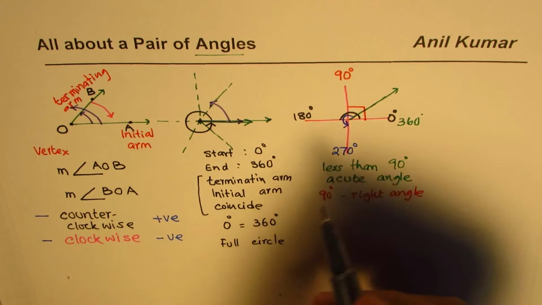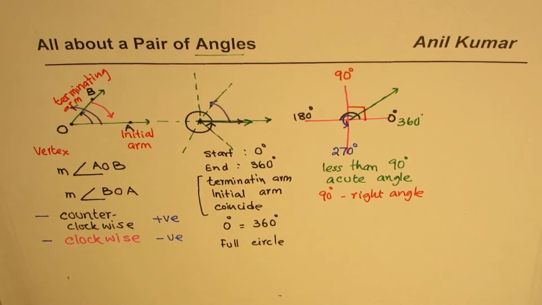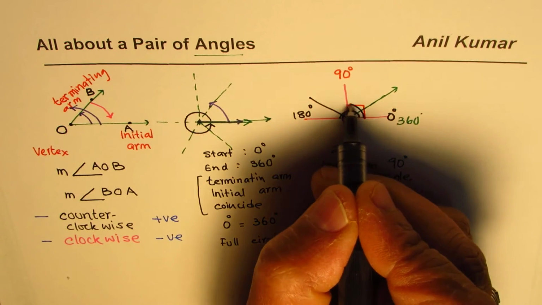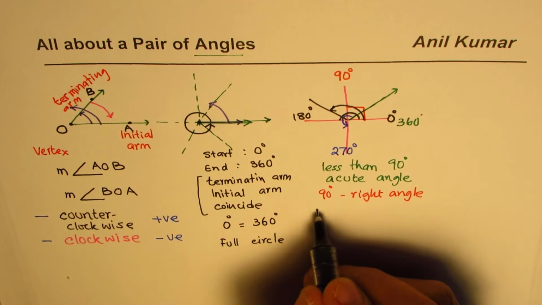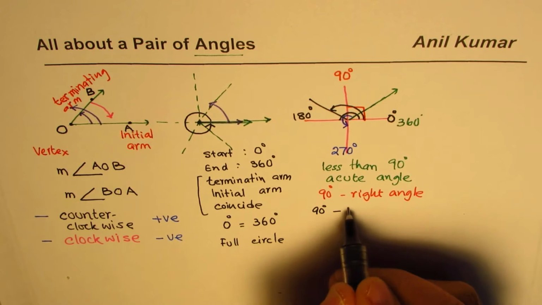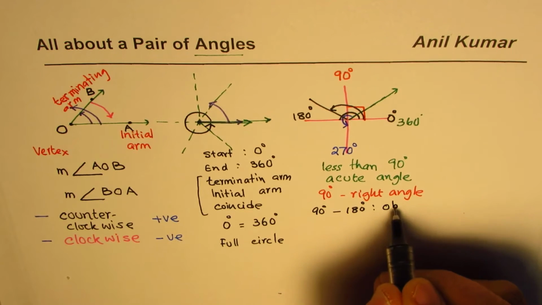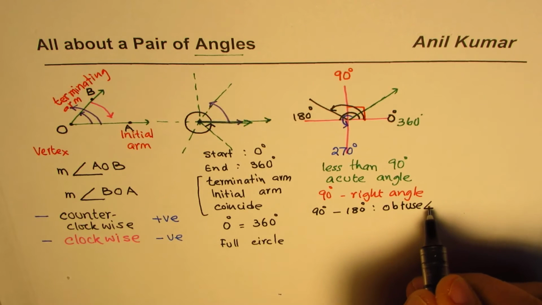If the angle is greater than 90 degrees, for example, if the angle is kind of here, this angle will be called an obtuse angle. So if it is between 90 degrees and 180 degrees, it is called an obtuse angle. Let me use the symbol here for angle.